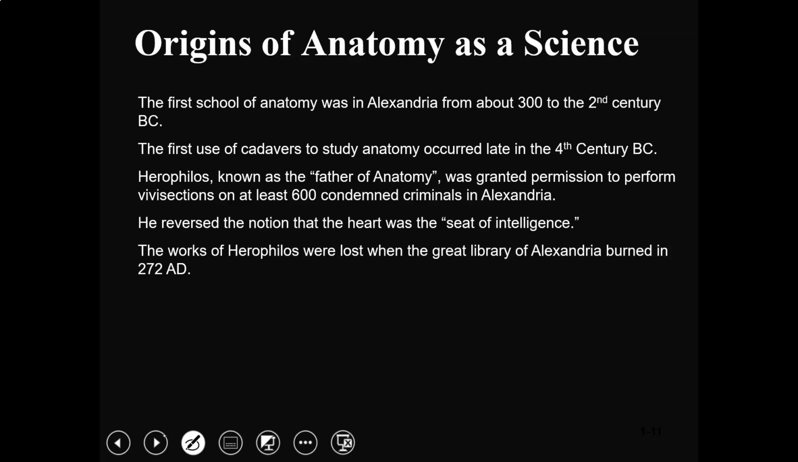this is the first time they used cadavers to study anatomy. A guy named Herophilus, author of anatomy, was granted permission to perform vivisections on condemned prisoners. He reversed the whole idea that the heart was where intelligence was. Oh, vivisection. That's a good word. A vivisection is much like a dissection, except your subject is still alive. So what I'm telling you is that the father of anatomy is a psychotic mass murderer for science.